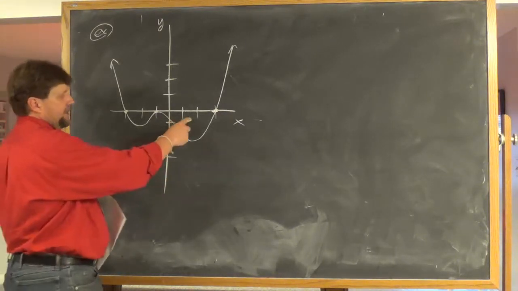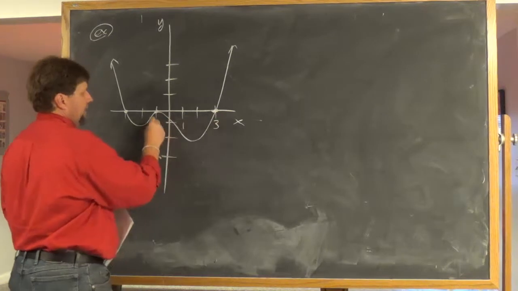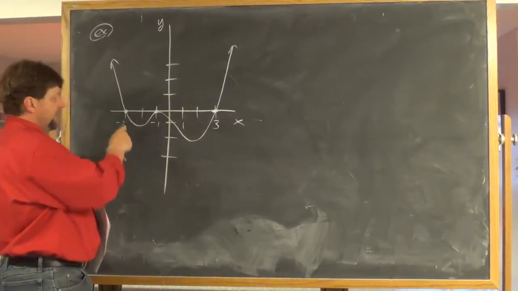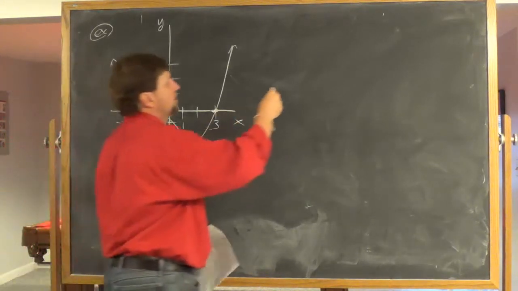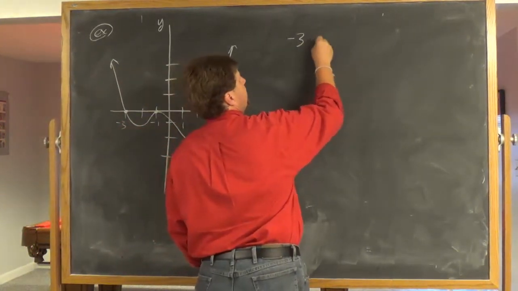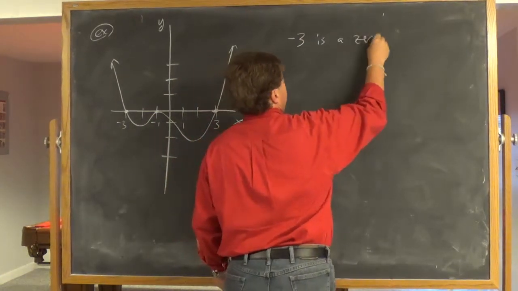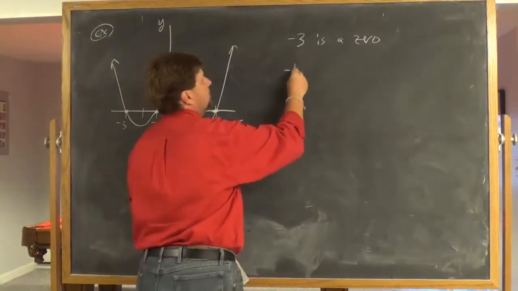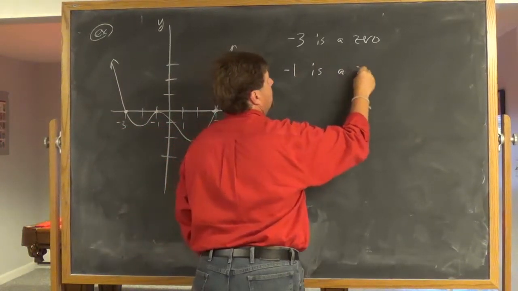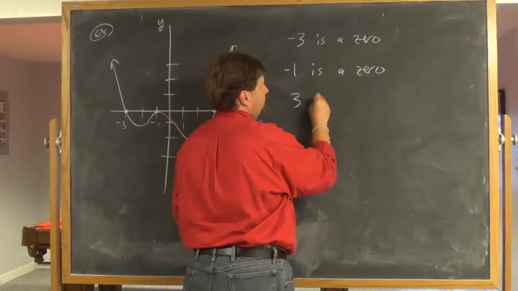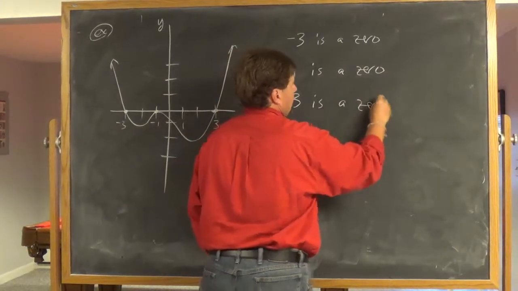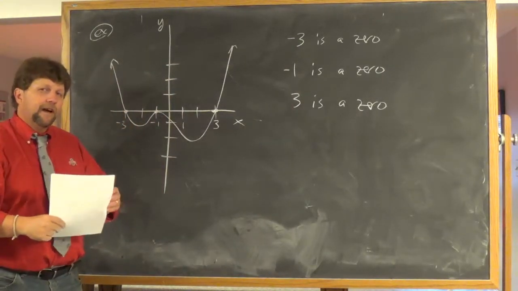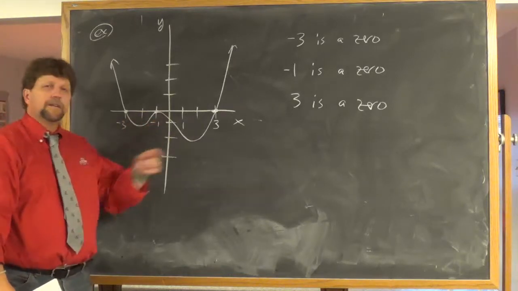And, you know, this is scaled by ones, so that would be a 3. This is -1, this is -3. So it looks like -3 is a 0. -3 is a 0. Looks like -1 is a 0. And it looks like 3 too is a 0. Now let's identify the multiplicity of each of these zeros.